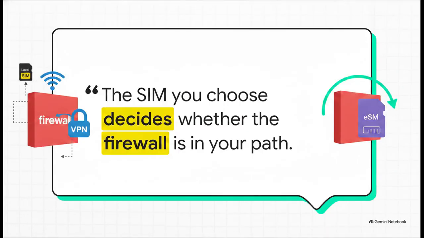Ultimately, it all boils down to this single core strategy. The SIM you choose dictates your entire digital experience. If you choose a local SIM or rely on local Wi-Fi, you are actively putting the firewall right in your own path, and you're going to have to fight it with a VPN. But if you choose a roaming travel eSIM, you're literally routing right around the whole thing. Choose your toolkit wisely, folks, and make sure you do it before you leave for the airport.